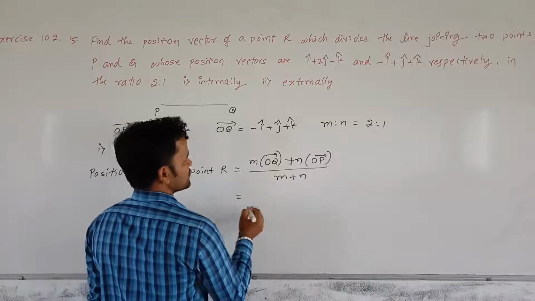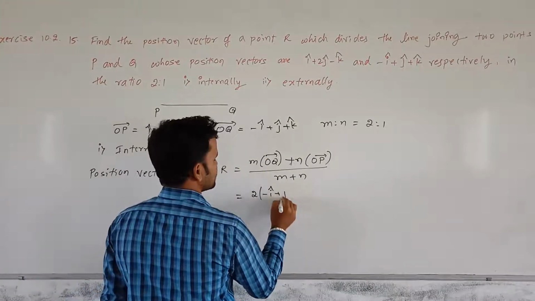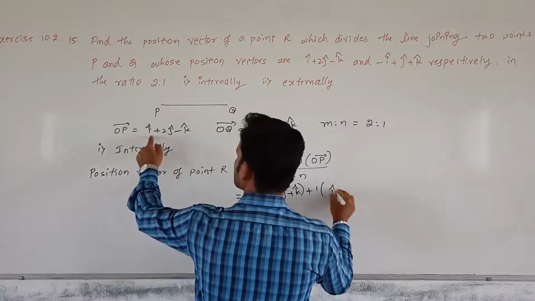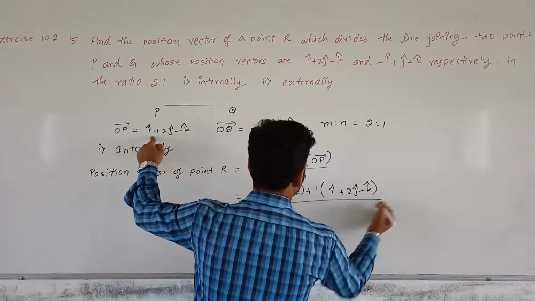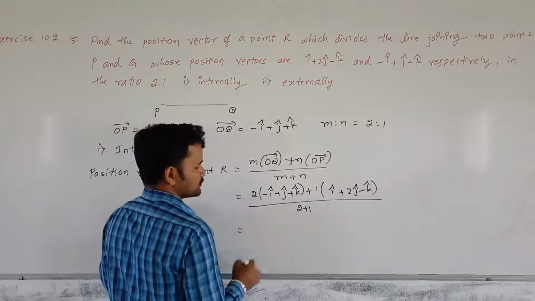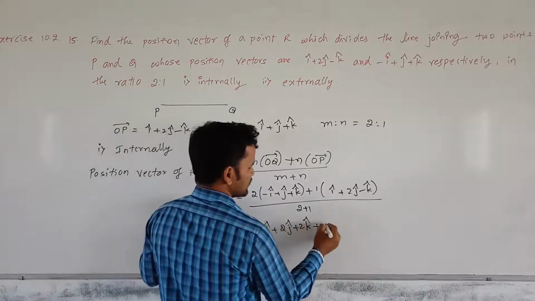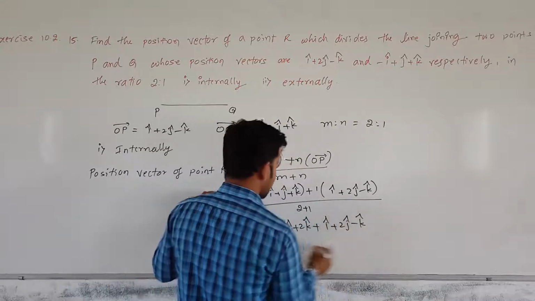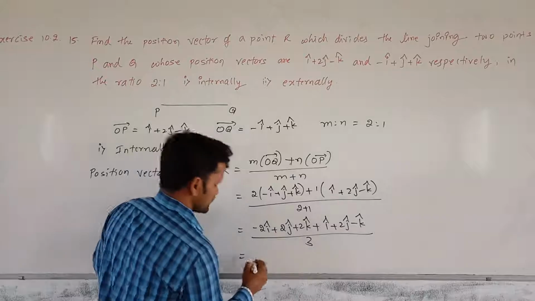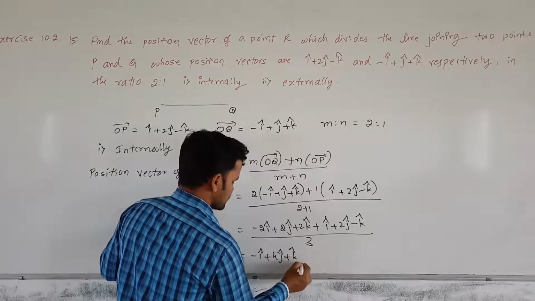Very simple. m is 2, OQ is position vector of the second point. It is directly given to us. Here it is minus i plus j plus k, plus n is 1 into OP, which is i plus 2j minus k, divided by m plus n, which is 2 plus 1. Now, we will multiply this 2 with all three components: minus 2i plus 2j plus 2k plus i plus 2j minus k, over 2 plus 1 is 3. This is equal to, now here you see, minus 2i plus i is minus i, 2j plus 2j is 4j, 2k minus k is plus k, whole divided by 3.